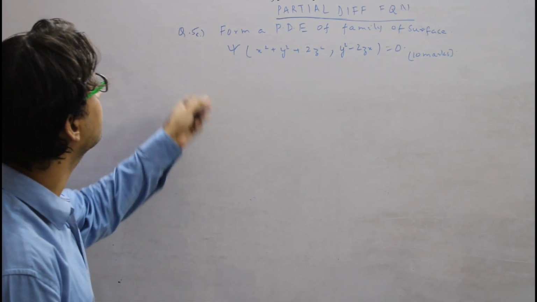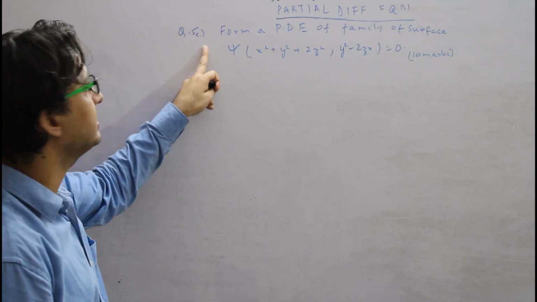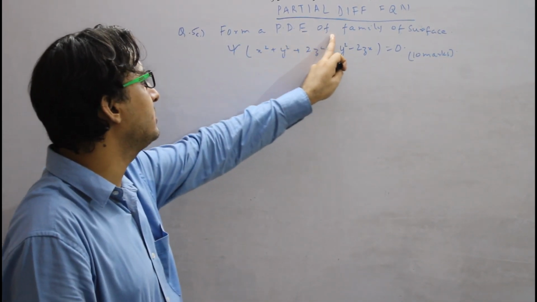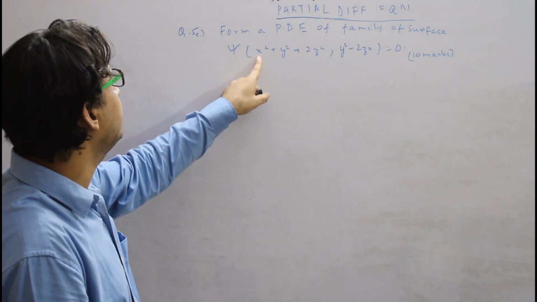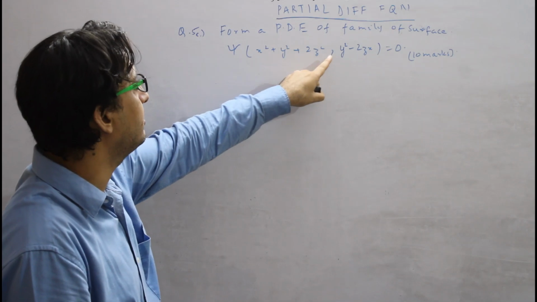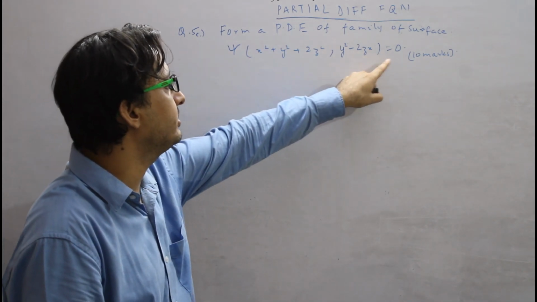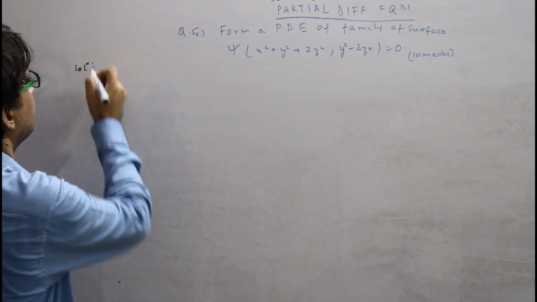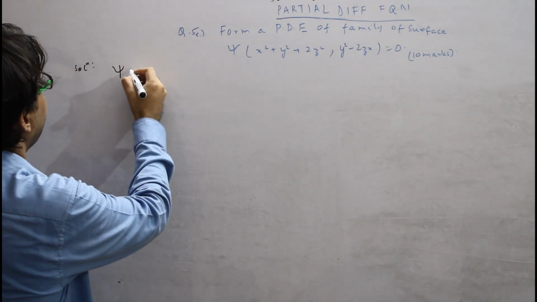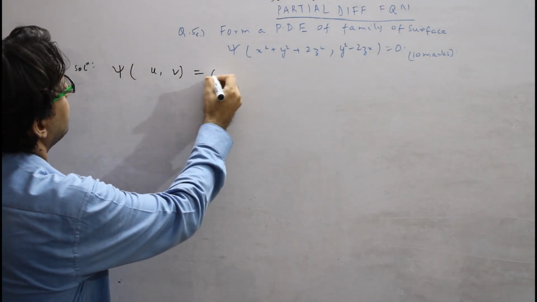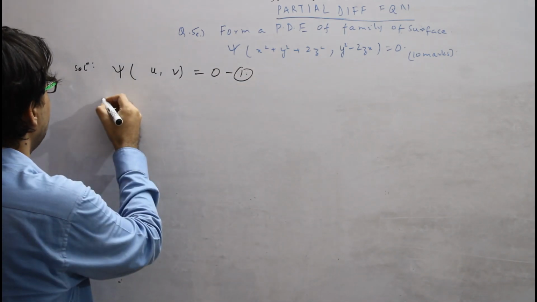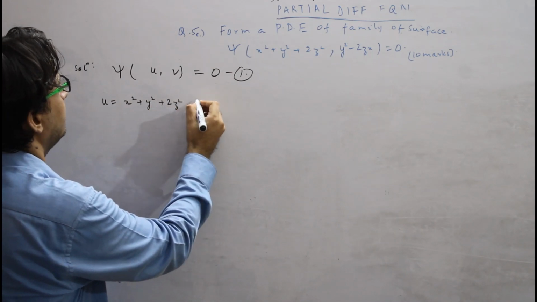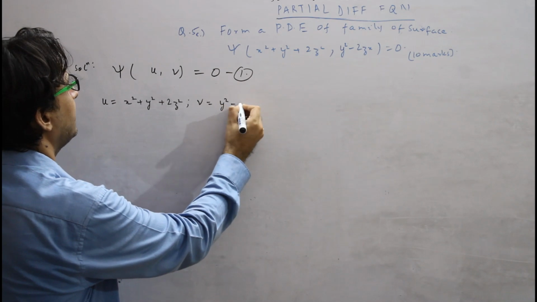The third question was asked in question number 5a. This was a compulsory question. This is an easy question, asked for 10 marks only. So we have to form a partial differential equation of the family of surfaces psi of (x² + y² + 2z², y² − 2zx) is equal to 0. So we are going to find the solution to this question. So we can write this as psi of u and v equal to 0, and I call this equation 1. So u is x² + y² + 2z², and v is y² − 2zx.